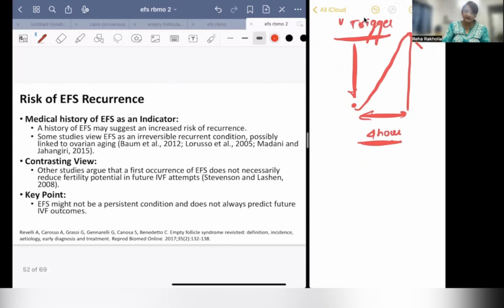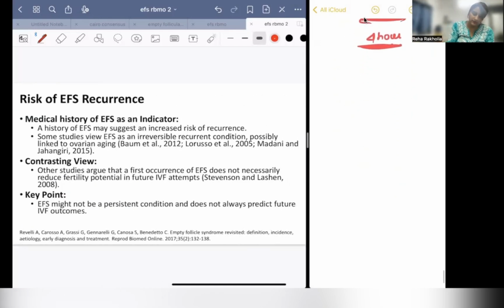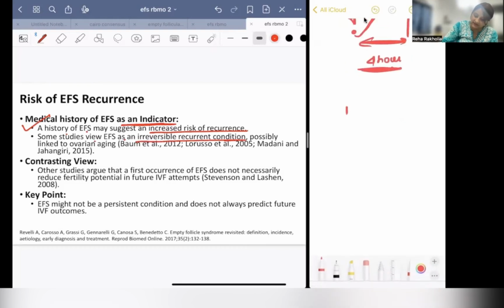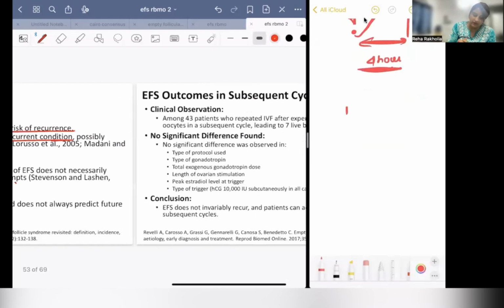Risk of EFS recurrence. Medical history of EFS as an indicator. A history of EFS may suggest an increased risk of recurrence. Some studies say it is 20% recurrence, some studies say 15% recurrence. Some studies view EFS as an irreversible recurrent condition, while others say it is a sporadic condition. Other studies argue that a first occurrence of EFS does not necessarily reduce fertility potential in future IVF attempts. Key point: EFS might not be a persistent condition and does not always predict future IVF outcome.